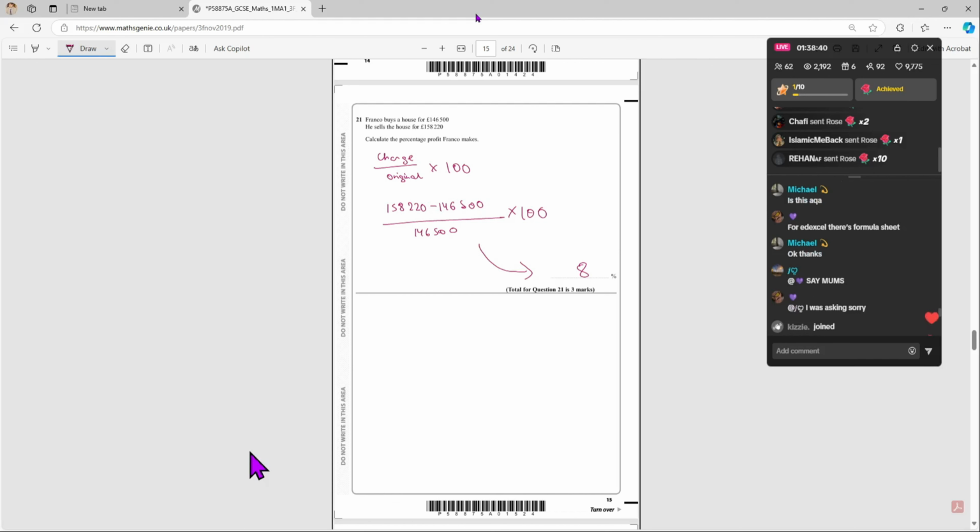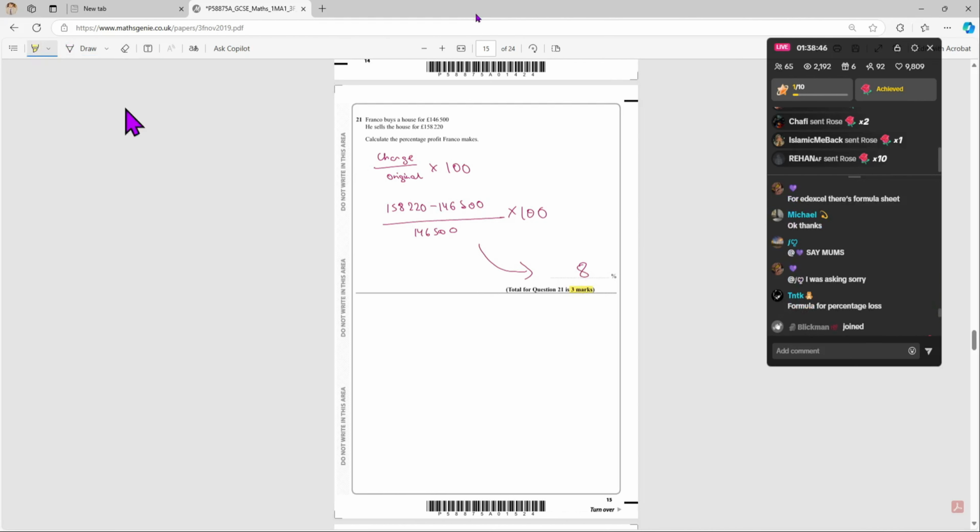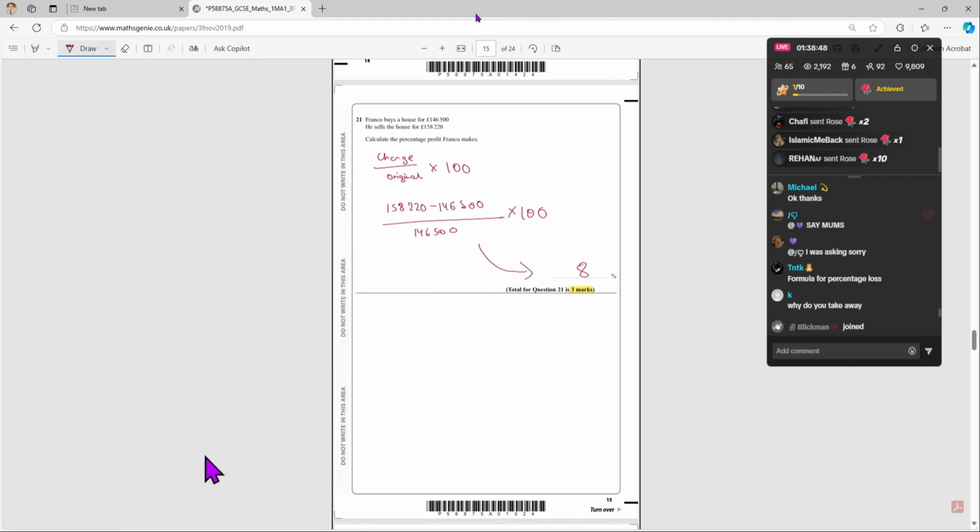That's a very easy question. 3 marks. No, the formula for percentage loss, percentage change, you have to memorize it. So they don't actually give it to you. You have to memorize it. It's not a very hard formula to remember, so you can memorize it.